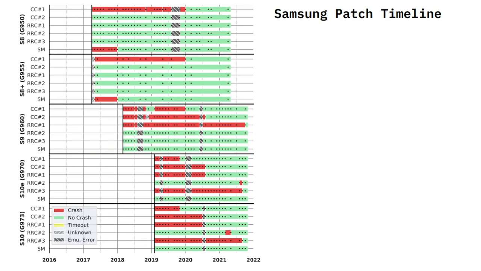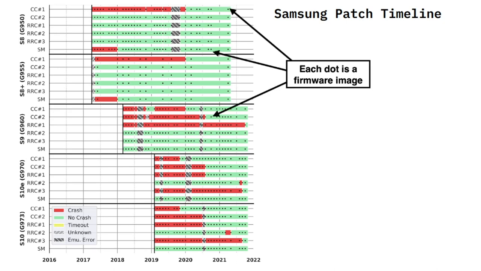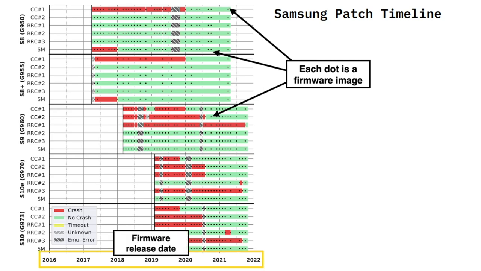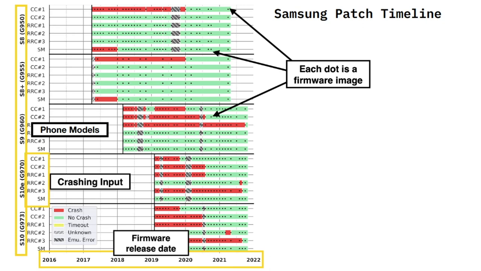This figure is overly convoluted and complicated, but we will walk you through it. First of all, each dot in here is one firmware image, which we downloaded. On the bottom, we have the timeline, so this is firmware images over time. On the left, we split up the different phone models we tested. This graphic is just the Shannon-based ones, and these here are the different crashing inputs, so the ones we found during fuzzing.